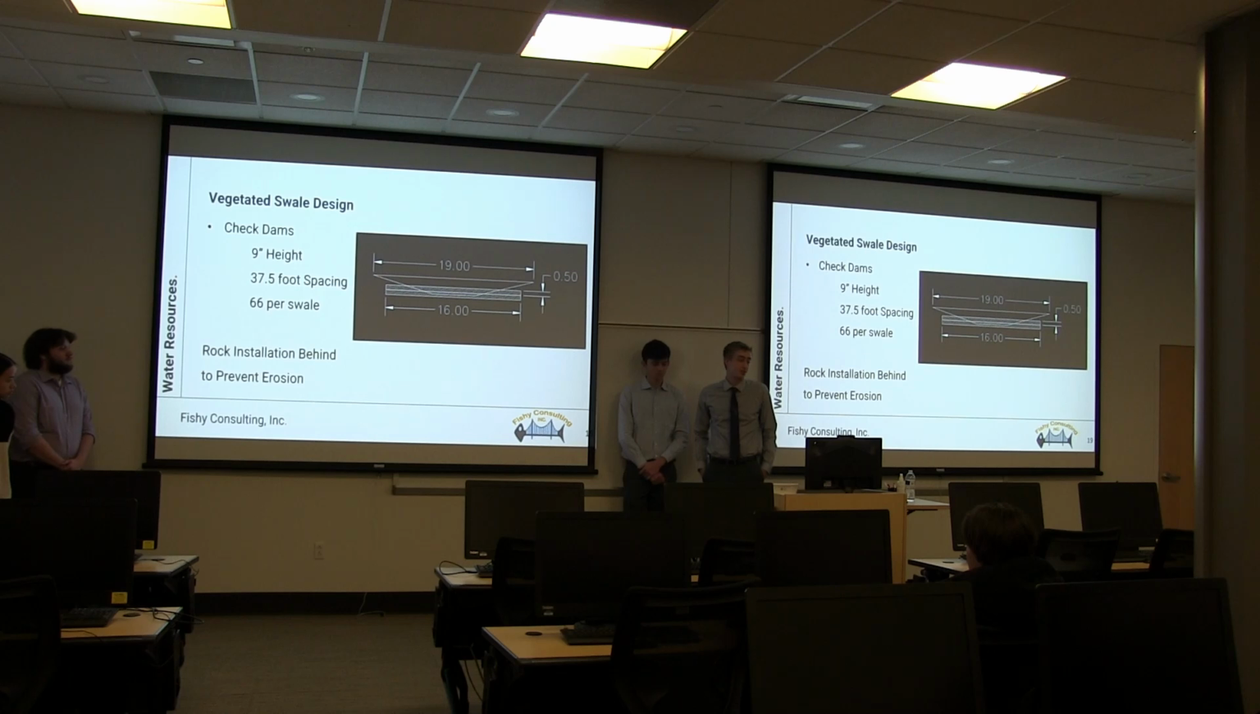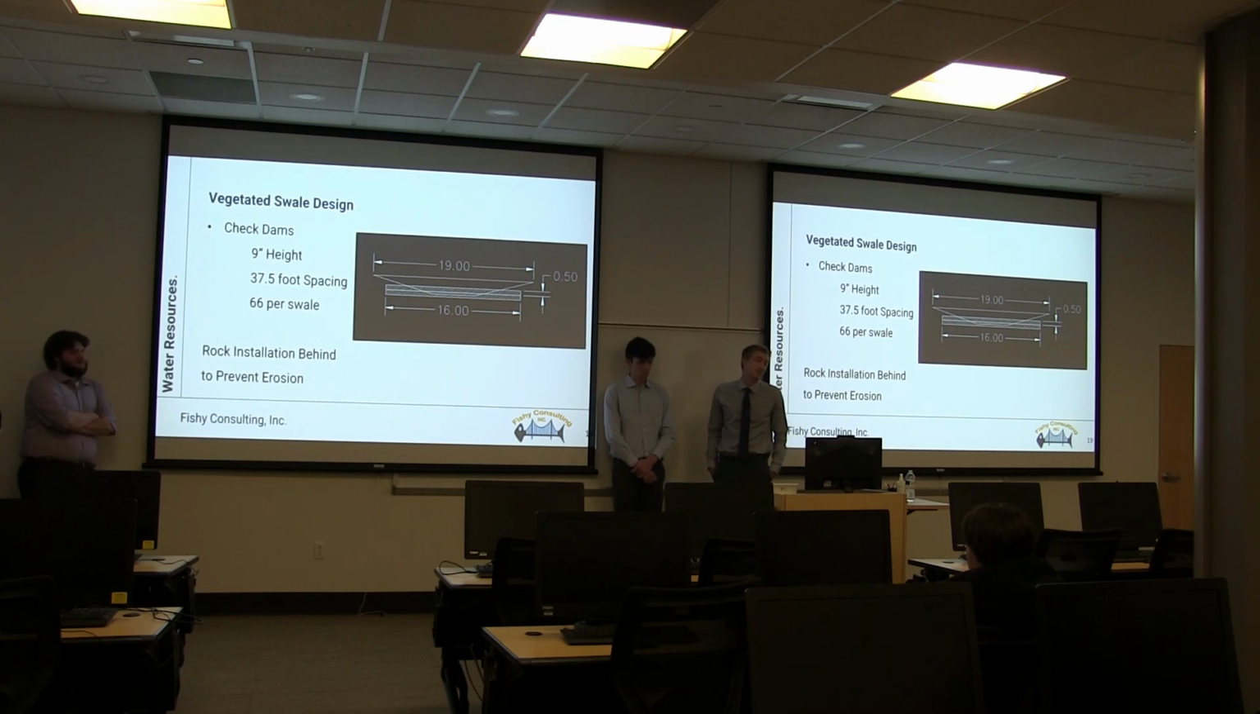The check dams are going to be made of 6x6 timbers, and they will reach a total height of 9 inches. Behind the walls there will be riprap rock to prevent soil erosion. The check dams will be spaced at 37.5 feet, and a total of 66 check dams per swale is necessary.